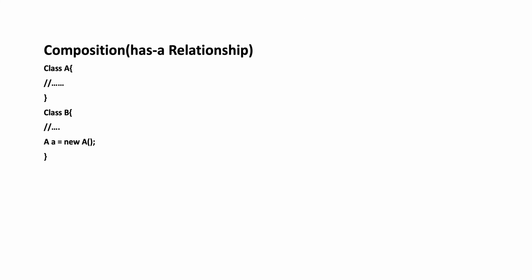Let's move on. Composition is a has-a relationship, and the way we use composition is to create the object of another class inside a class. For example, I have class A and class B. I want to reuse the code of class A in class B. In that case, I have to create the object of class A inside class B, and that's how I can access the variables and methods of class A.